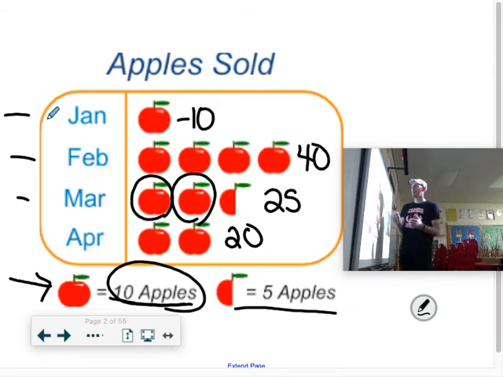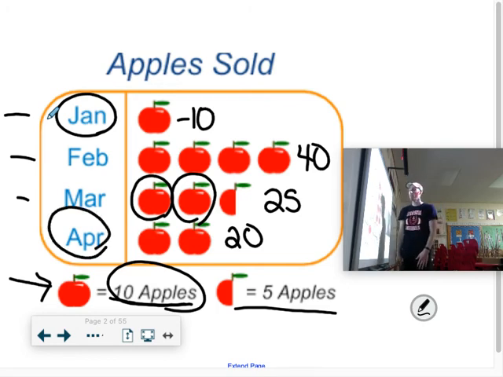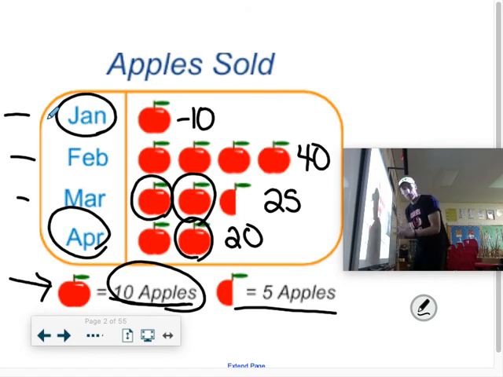If we just went to compare, say we wanted to compare the first month and the last month they had, January and April. Well, how many more apples did they sell in April than in January? Well, we just need to look. They have 1 extra spot over, right? That's 1 extra apple, and that 1 apple is worth 10. So in April, they sold 10 more apples than they did in January.